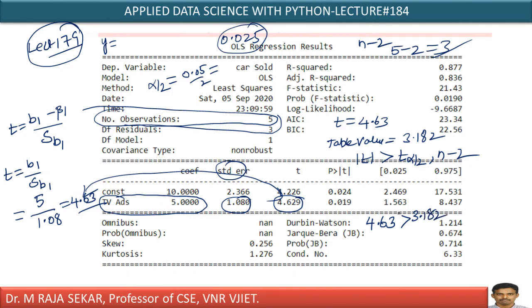In that case, what do you have to do? You have to reject. Which one do you have to reject? You have to reject H0. You must reject H0, isn't it?